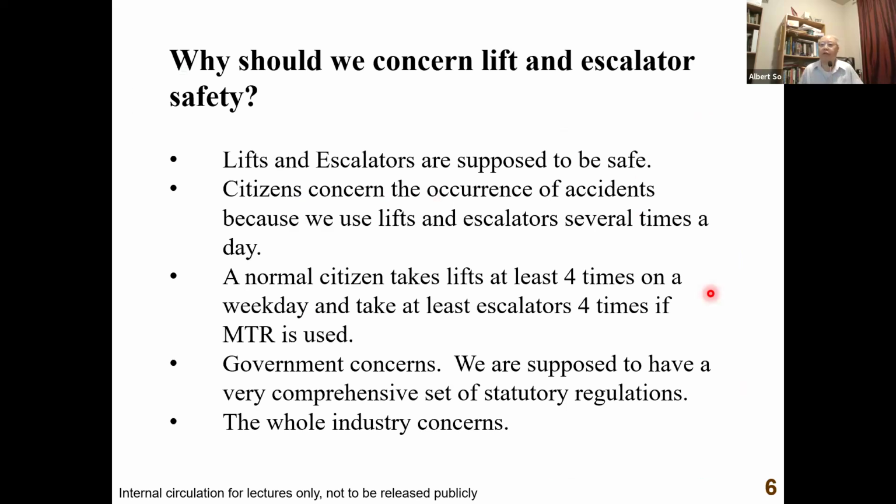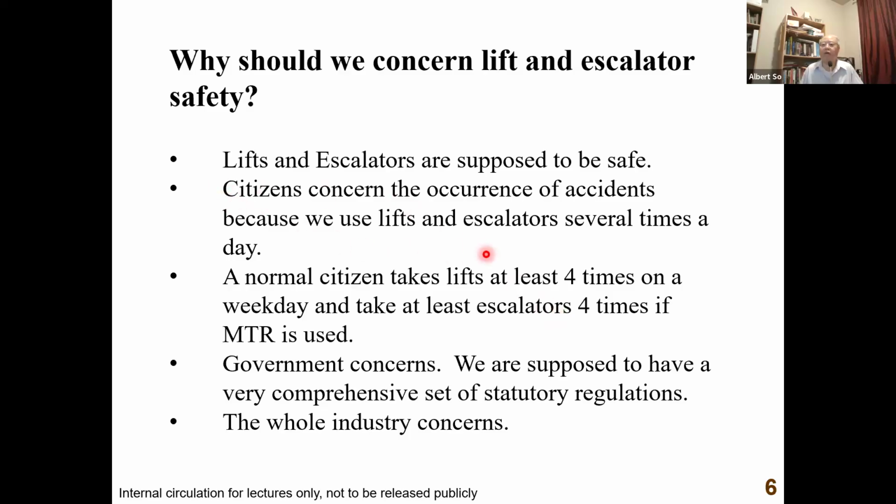Now, why should we be concerned about lift and escalator safety? Because a normal citizen in Hong Kong takes a lift at least 4 times on a weekday. Why? Because you leave your home, go to your office or the school or university, and you take a lift in the campus, and then when you leave the campus, you take a lift and go back home. You take a lift again. So at least 4 times, and then escalators 4 times as well, because you use the MTR, right? When you are using the MTR, you always need to use escalators.